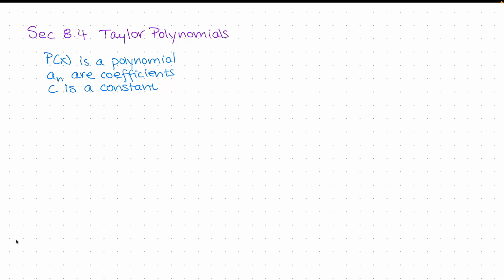I can write any polynomial as, it's called a power series, but we don't have to worry about that. But I can write it like this. a sub 0 plus a sub 1 times (x minus c) to the first power plus a sub 2 times (x minus c) squared plus a sub 3 times (x minus c) cubed. And hopefully you can see the pattern here until we get to a sub n times (x minus c) to the nth power. So every polynomial can always be written in this form.